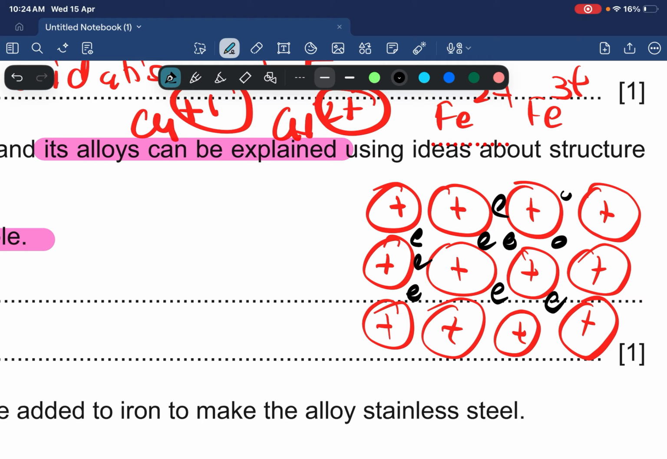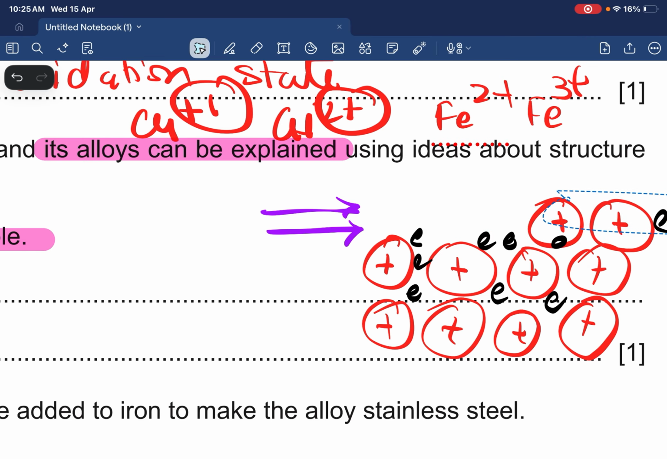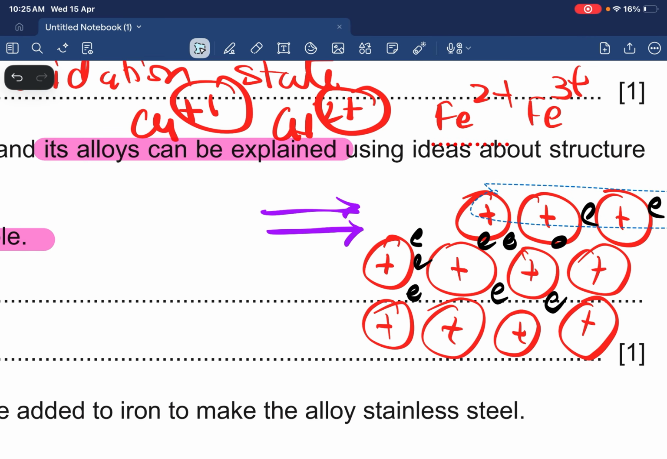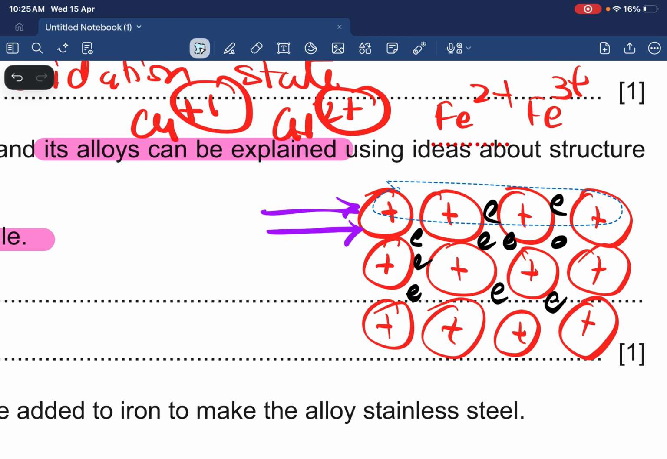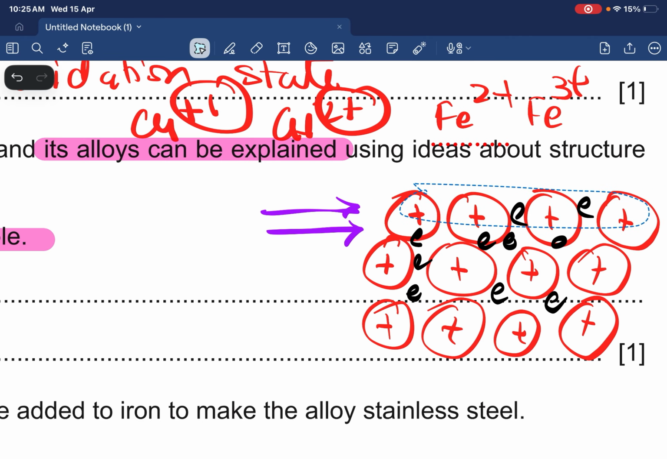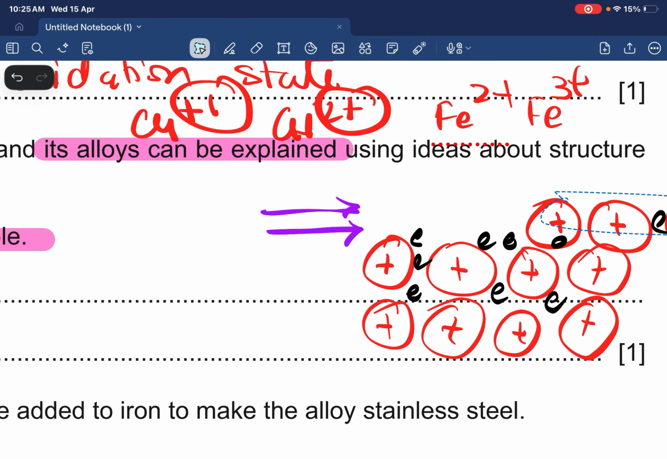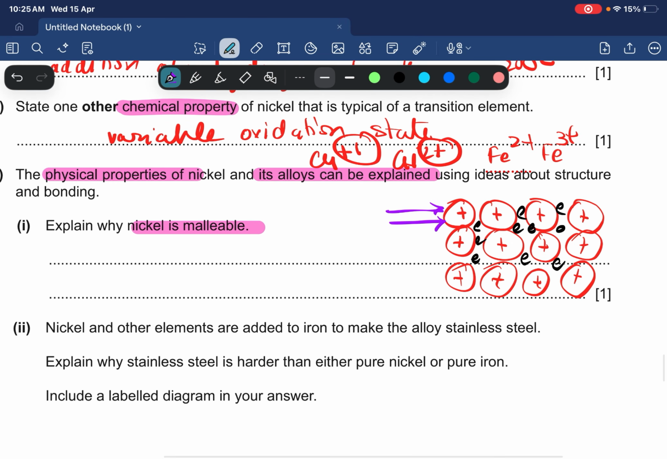Good. Now, it is malleable because when you apply force from here, what's going to happen? This entire layer is going to slip and slide like this, right? That's why it's malleable. That's why you can turn it into sheets. You know, pure metals are soft actually. You can turn them into shapes because they have layers that can slide without the metallic bonding being disrupted. So if I apply force, this is going to slide like this. That's why you can make jewelry out of your gold and silver and whatnot. Okay. So over here, explain why nickel is malleable.